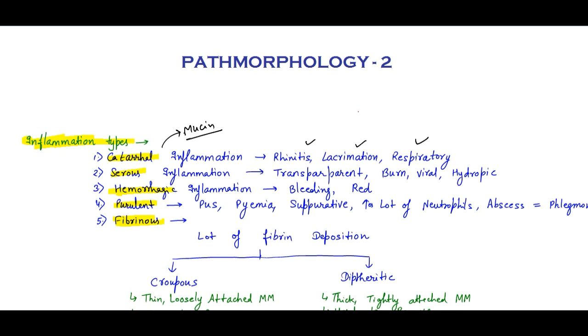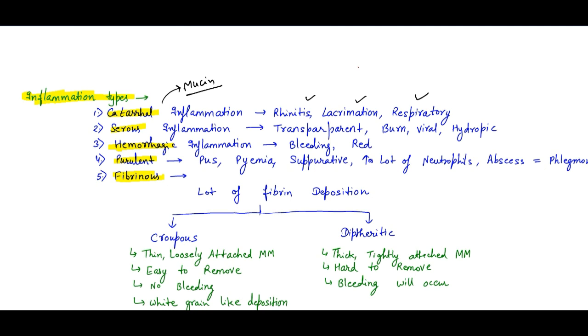Then if you go to serous inflammation, you will find transparent, burn, viral, hydropic, or also if you find isolated neutrophils, then it is also an example of serous inflammation. Then there is hemorrhagic inflammation. Hemorrhagic inflammation means bleeding and redness. If there is bleeding or redness, it will lead to hemorrhagic inflammation. It means blood accumulation, or blood is red in color, so bleeding and red.